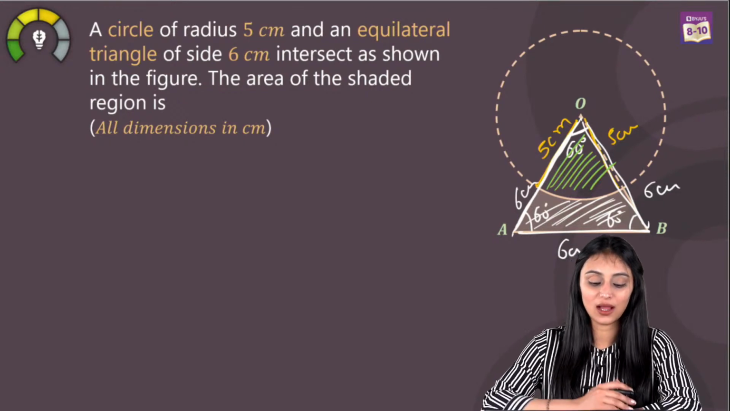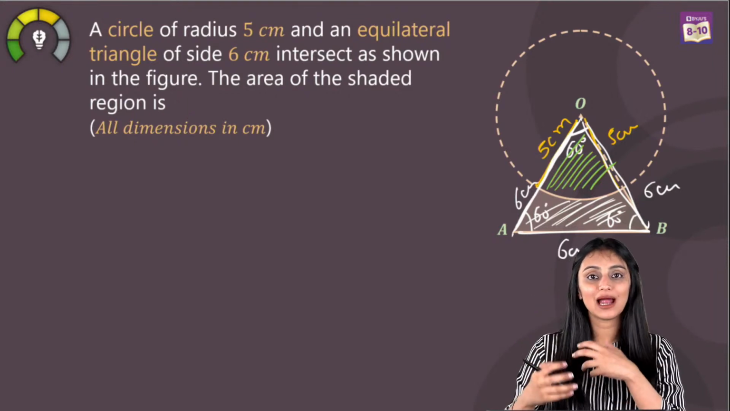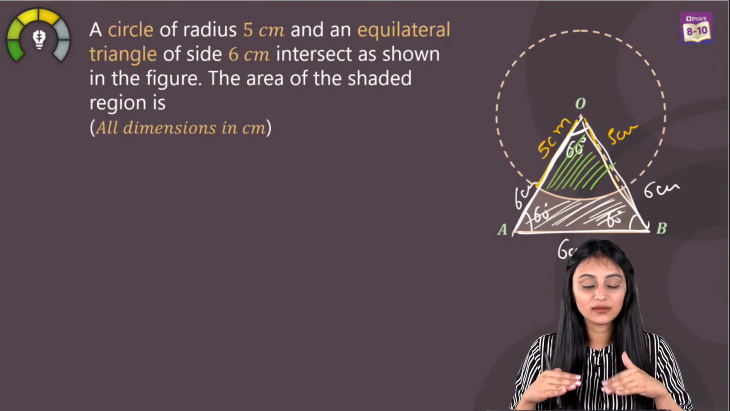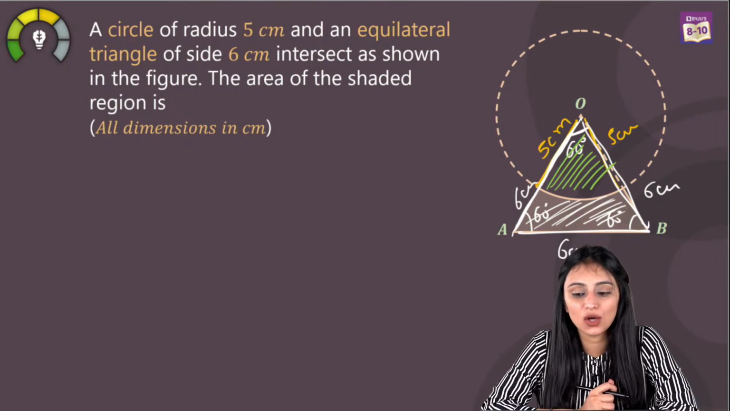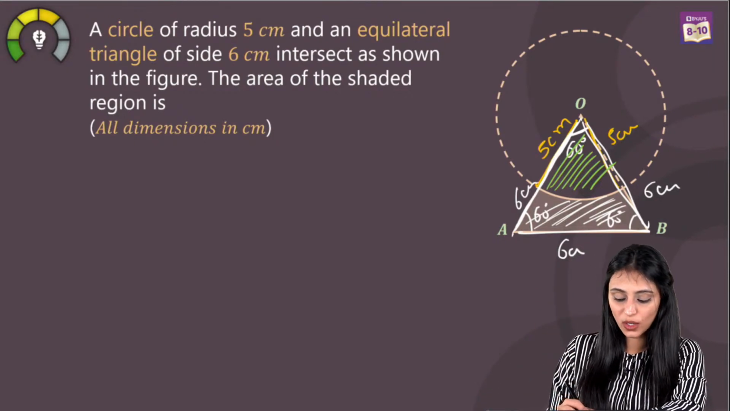First of all, tell me, have you understood this? That from the equilateral triangle, we are going to subtract the sector. Then we will get the area of the shaded region. Quickly, just write in the comment section. Nakul, yes. Prasoon, yes, ma'am. Papiya, yes, ma'am. Okay. So this is what we are going to do next.